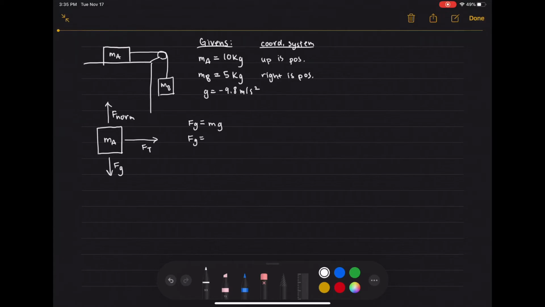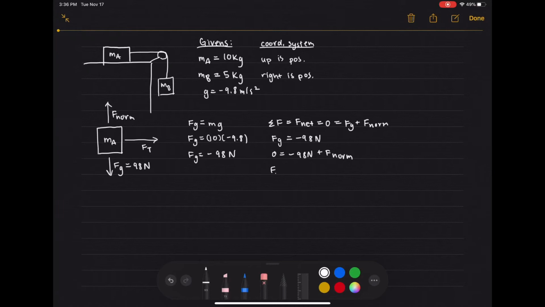We can find the force of gravity using the equation force of gravity equals mass times the acceleration due to gravity. So we plug in 10 kilograms for the mass and negative 9.8 meters per second squared for the acceleration. So the force of gravity on block A is negative 98 newtons. We can then set the net force equal to 0 and set it equal to the force of gravity plus the F norm. Since force of gravity is negative 98 newtons and F net is 0, when we plug it into the equation, F norm equals positive 98 newtons.